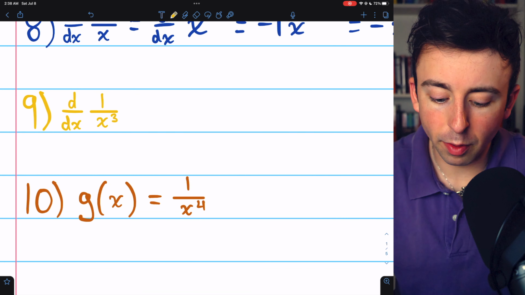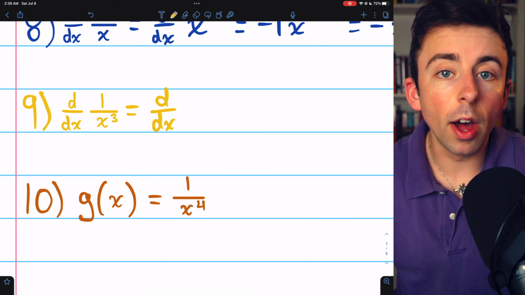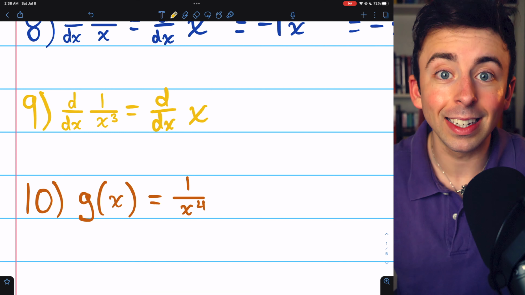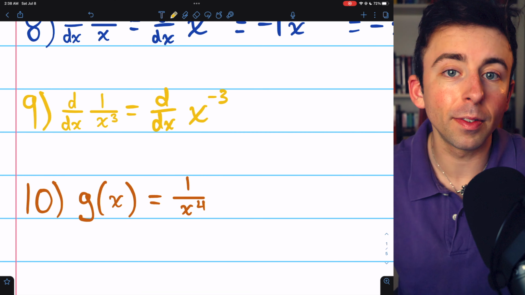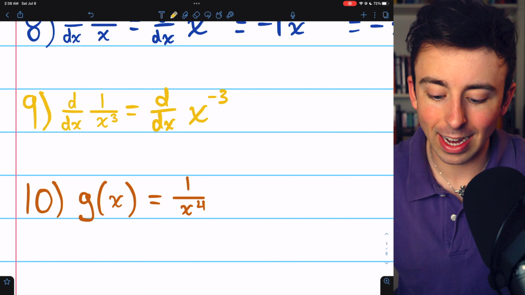What about the derivative of 1 over x cubed? This is the same exact idea. 1 over x cubed is the same as x to what power? Negative 3, right? The negative sends it to the denominator, and it needs an exponent of 3. So x to the negative 3.